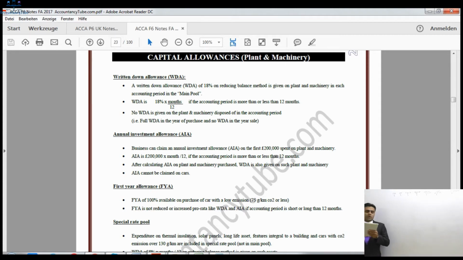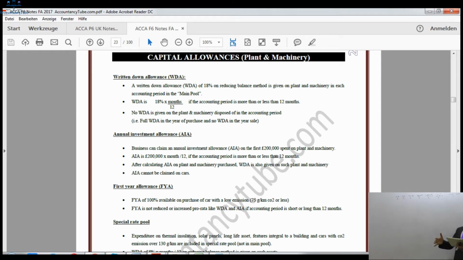So writing down allowance of 18% per annum. This 18% is per annum, on reducing balance, and is given on plant and machinery in each accounting year in the main pool. Now there are different pools. I've shown them on the board as well.